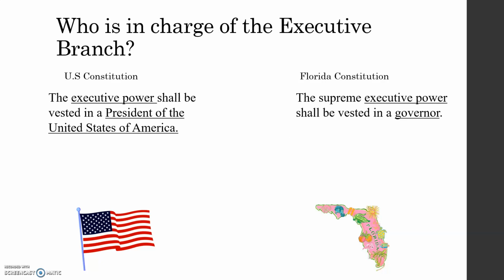Now, who's in charge of the executive branch? The U.S. Constitution makes it very clear. The one in charge of the executive branch is the President of the United States. For Florida's executive branch, meaning the executive branch on the Florida level, meaning it doesn't apply to any other state, the supreme executive power shall be vested in a governor. So Governor Ron DeSantis has control of the entire executive branch for Florida, but doesn't say anything for the other 49 states, whereas the President of the United States obviously speaks for all 50 states.